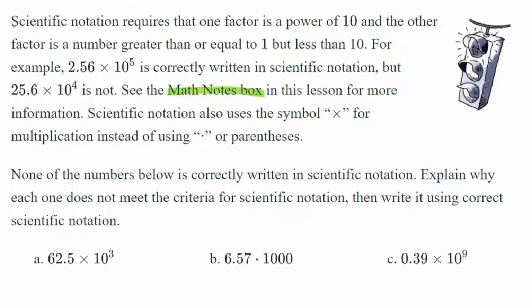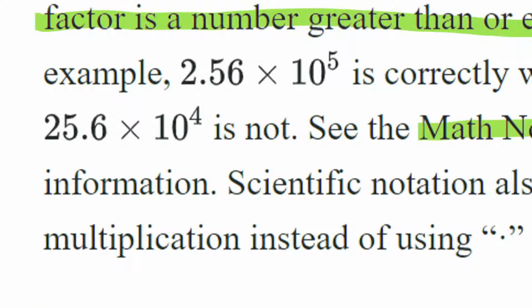But this is a great thing, right? Scientific notation requires one factor that is a power of 10, and the other factor is a number that's greater than 1 but less than 10. So factor, first of all, I understand factors are things that are multiplied, right? So this first number right here, this 2.56 times 10 to the 5th, is correctly in scientific notation.